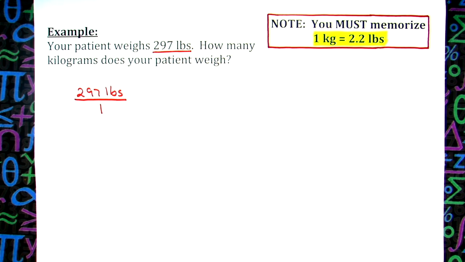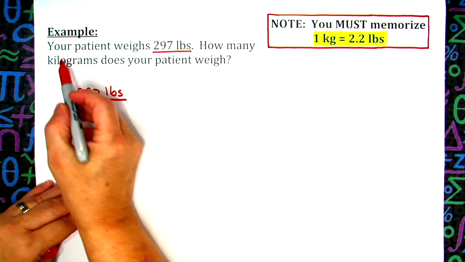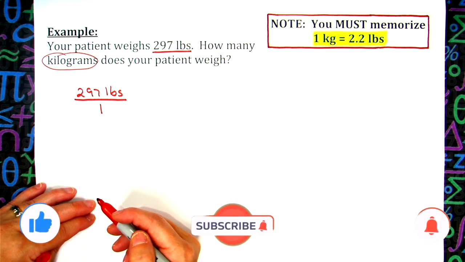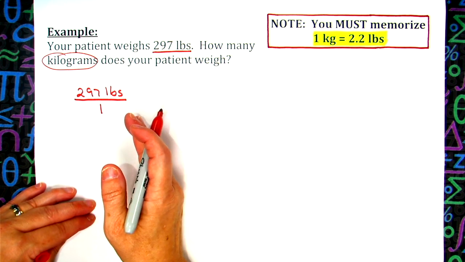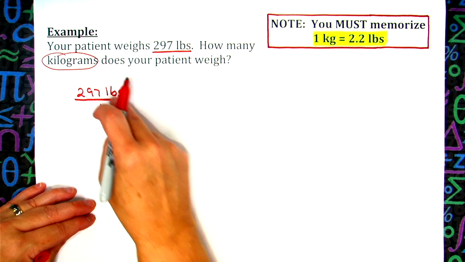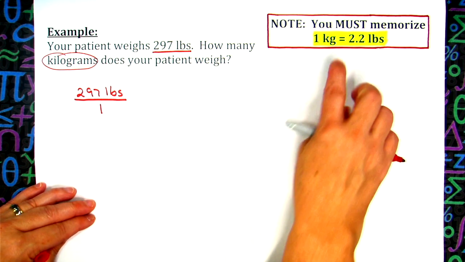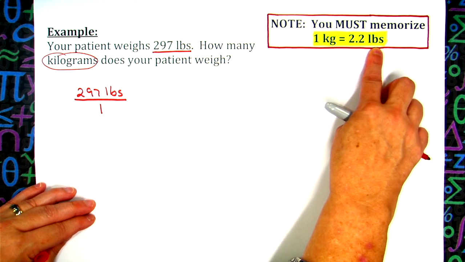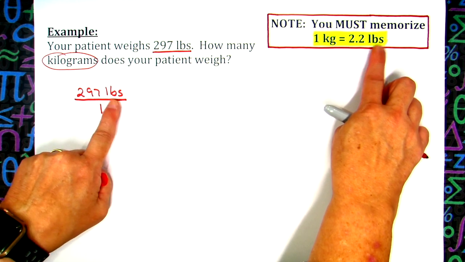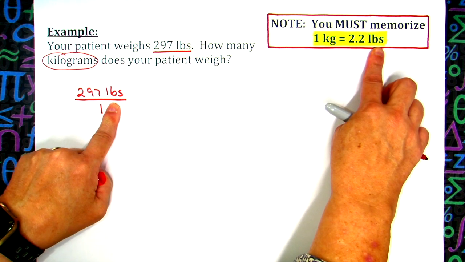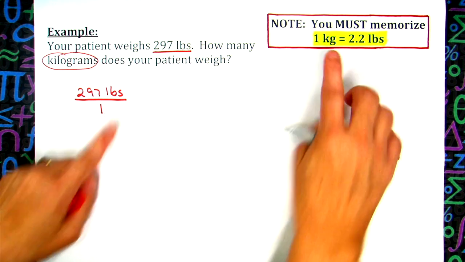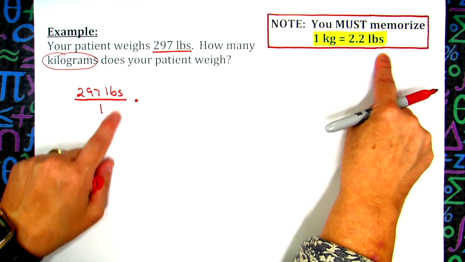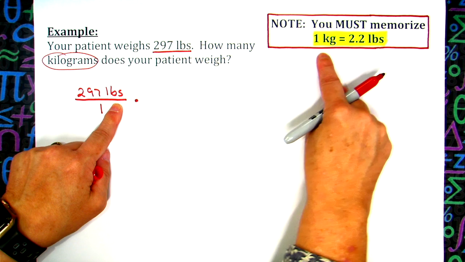Now I want my answer to be kilograms. I currently have pounds, so I have to multiply by some type of conversion factor that's going to allow me to cross out those pounds. I know that 1 kilogram is equal to 2.2 pounds. So there are my pounds that match, which I want to cross out, and I would then be left with kilograms. I'm going to multiply by this conversion factor. Now, I have a choice. Which one goes on top? Which one goes on the bottom?